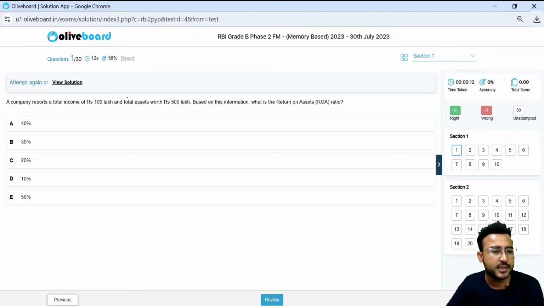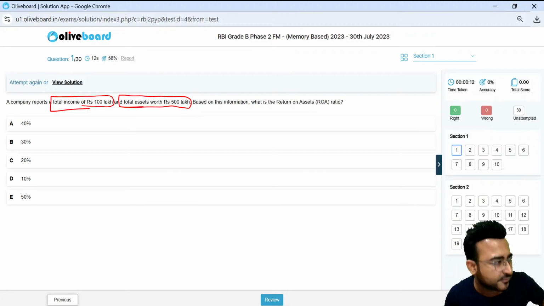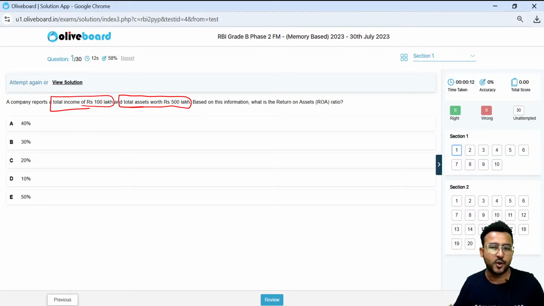A company reports a total income of 100 lakhs. So this is total income. And the total assets are 500 lakh. One of the easiest questions is what I can say. Why? Because ratio analysis is there in your syllabus, and what we have done in the paid classes is almost 50x of this particular level. This is the easiest level.